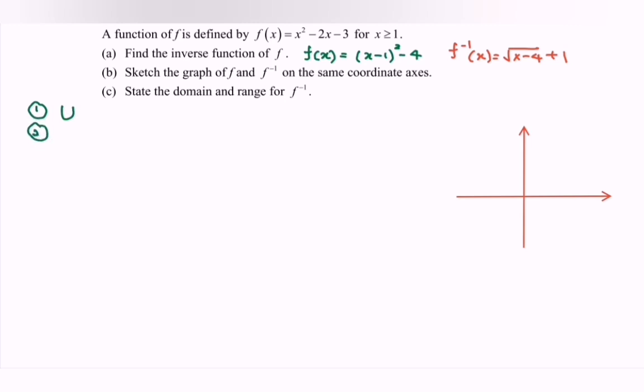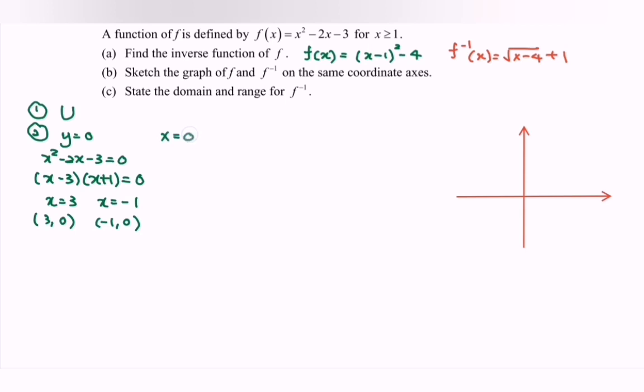Step number 2, identify the intersections. In order to find the x-intercept, y must be equal to 0. So we have x² - 2x - 3 = 0, so (x - 3)(x + 1) = 0. So x = 3 and x = negative 1. So we have the coordinates (3, 0) and (-1, 0). In order to find the y-intercept, x must be equal to 0. So y = negative 3, and the coordinate will be (0, -3).